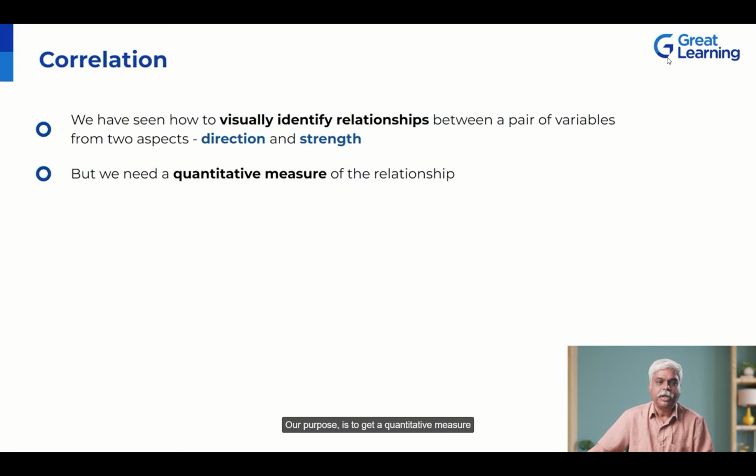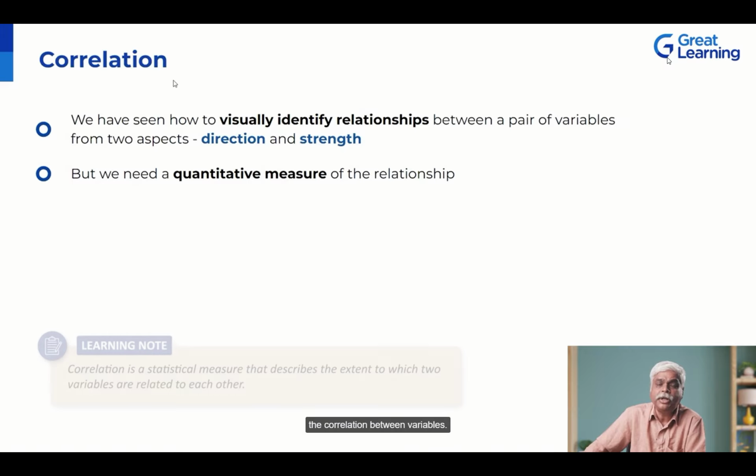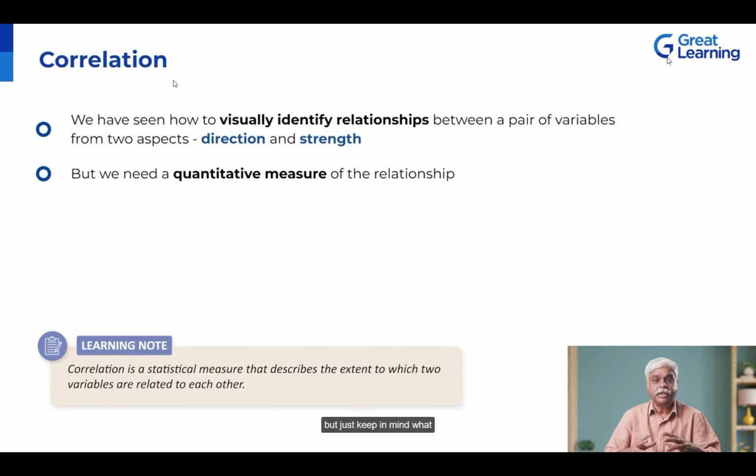What's our purpose? Our purpose is to get a quantitative measure of a relationship between variables. What must this measure do? It must measure the direction of the relationship, positive or negative, and the strength of the relationship, strong or weak. And the measure that we will get towards is a measure called correlation, the correlation between variables. We're going to give a formula for it, but just keep in mind what the correlation is supposed to be doing.